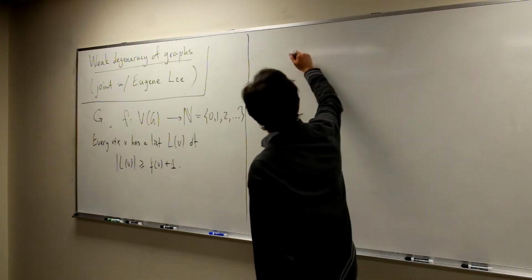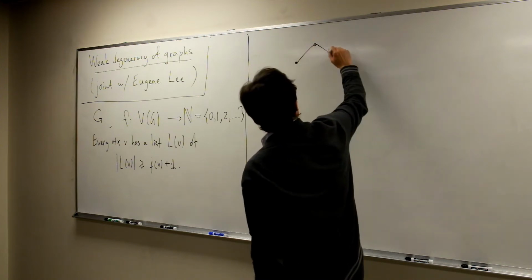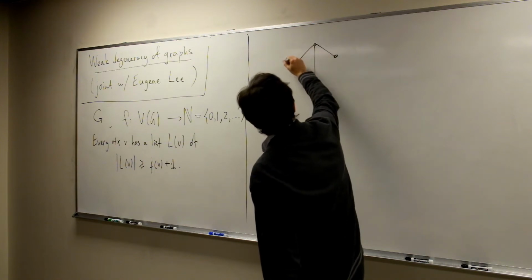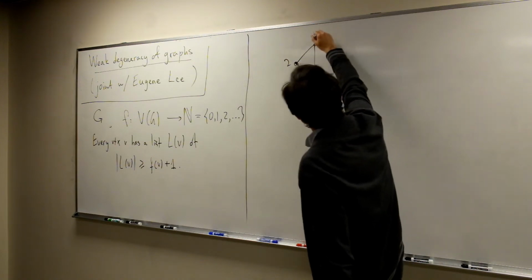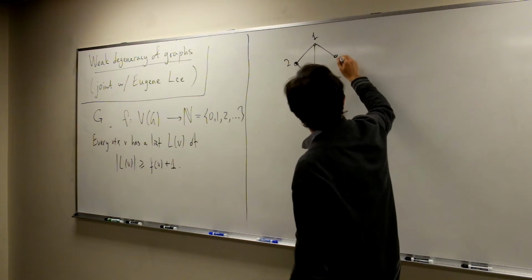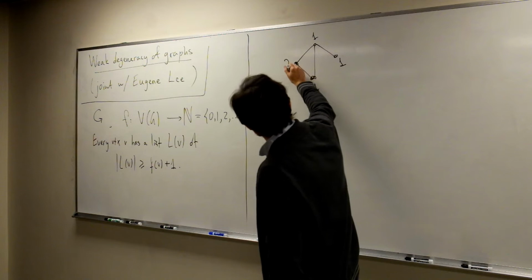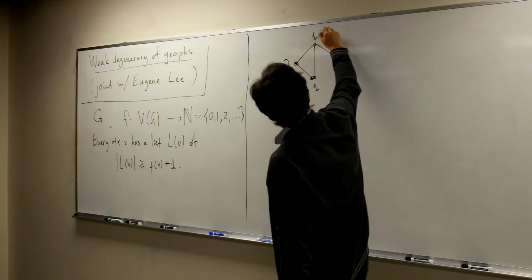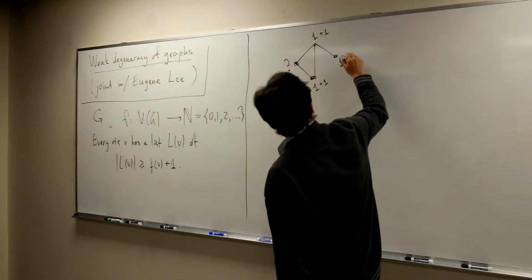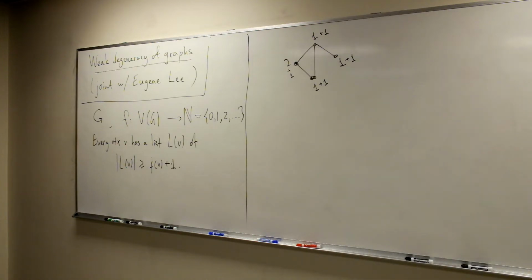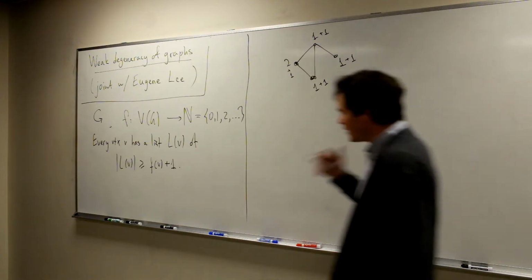Maybe I'll draw a picture just to illustrate what this can look like. Maybe this is my graph, and the function is something like 2, 1, 1, 1 or something like this. So these numbers mean that this vertex has 3 colors, this vertex has 2 colors, this 2 colors, and this 2 colors. And we're trying to assign colors to the vertices from their lists in such a way that adjacent vertices get different colors. So the usual list coloring situation.